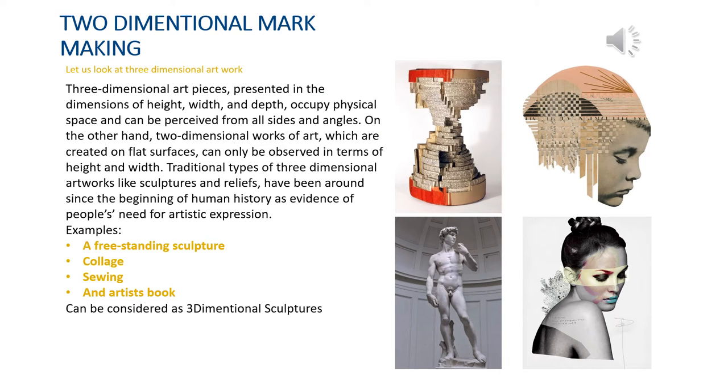Okay, so on the previous page we were talking about two-dimensional versus three-dimensional. Here we're looking at three-dimensional artworks. For example, you can see there are two artworks on the far right. These two artworks on top of each other look very flat on the surface, but what gives them three-dimensional characteristics is that we can actually feel the texture.